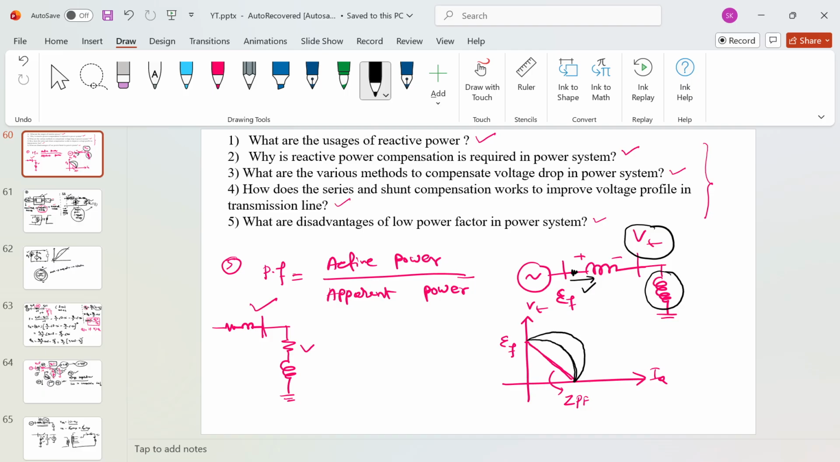Low power factor means it is either a highly lagging load or a highly capacitive load. I'm considering only lagging load. So in case of a highly lagging load, the voltage at the terminal is simply dropping. There is much voltage drop in the transmission line, and there are much more losses in the transmission line. Also, if you have a lower power factor, that means your active power delivery is also reducing.